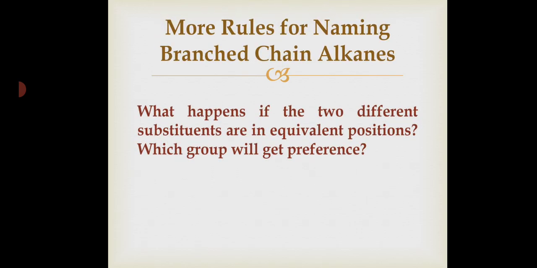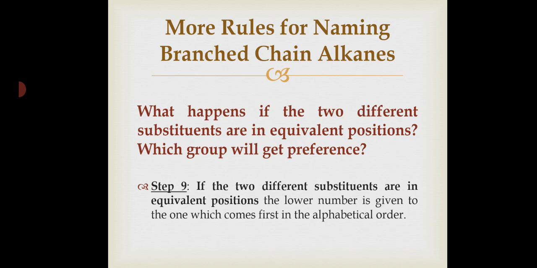Now, the question that arises is, what happens if the two different substituents are in equivalent position? We know that in IUPAC nomenclature, the substituent should get a minimum number. But what happens if there are two substituents in the alkane and both the substituents are at equivalent position? So which group will get the preference? Step 9 talks about it.